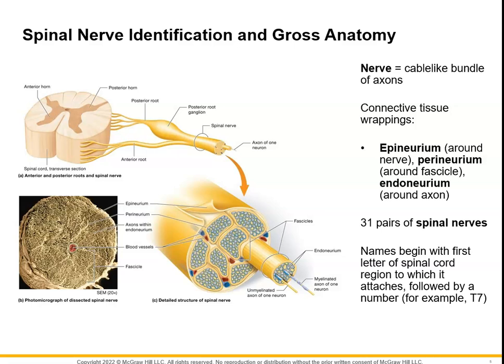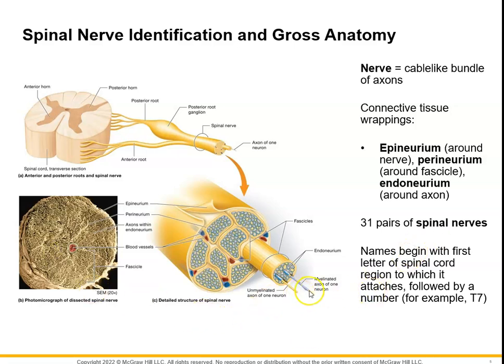That is a cluster of axons that are wrapped up in a cable-like bundle, just like when we studied muscle. When you think of a muscle, that is not a muscle cell. That's a bundle of fascicles, and every fascicle is a bundle of muscle cells. So we use the same terminology pretty closely to name our quote-unquote nerves.